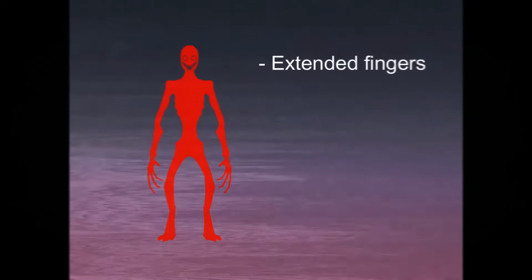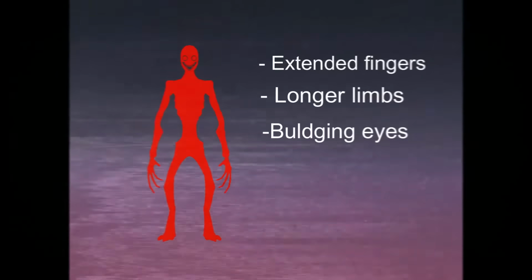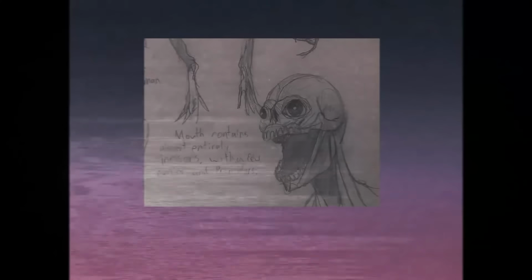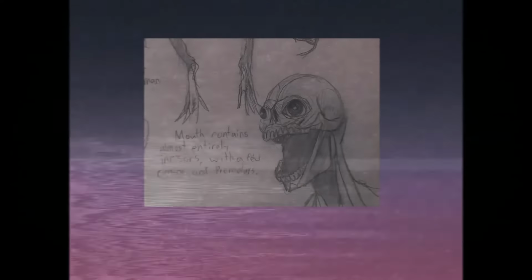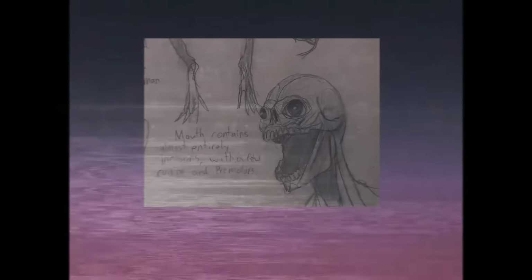These features include extended finger length, longer limbs, bulging, empty eyes, and their most prominent feature, a wide, teeth-filled smile. Although it resembles a happy face, this is due to coincidence, and is only how their facial structure is shaped.